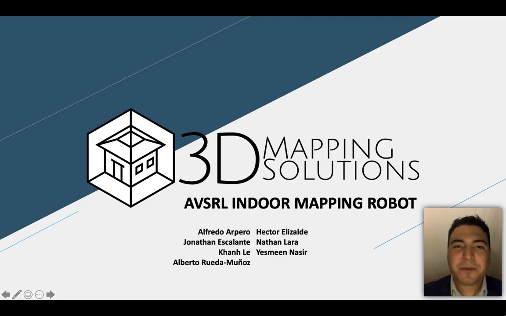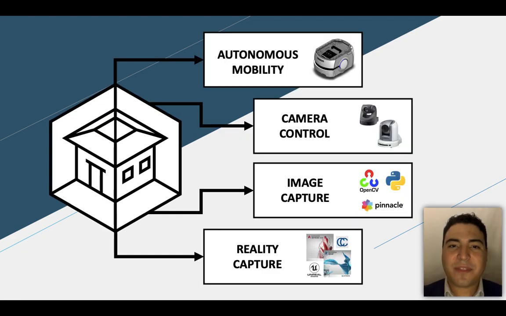Hello, I am Alfredo Apparel, and I would like to walk you through my team's senior design project, the Autonomous Vehicle Systems Research Laboratory Indoor Mapping Robot. The Indoor Mapping Robot is a system of systems. It exists as a network of individual subsystems working to accomplish different requirements of the overall system. It is divided into four main subsystems: autonomous mobility, camera control, image capture, and reality capture.